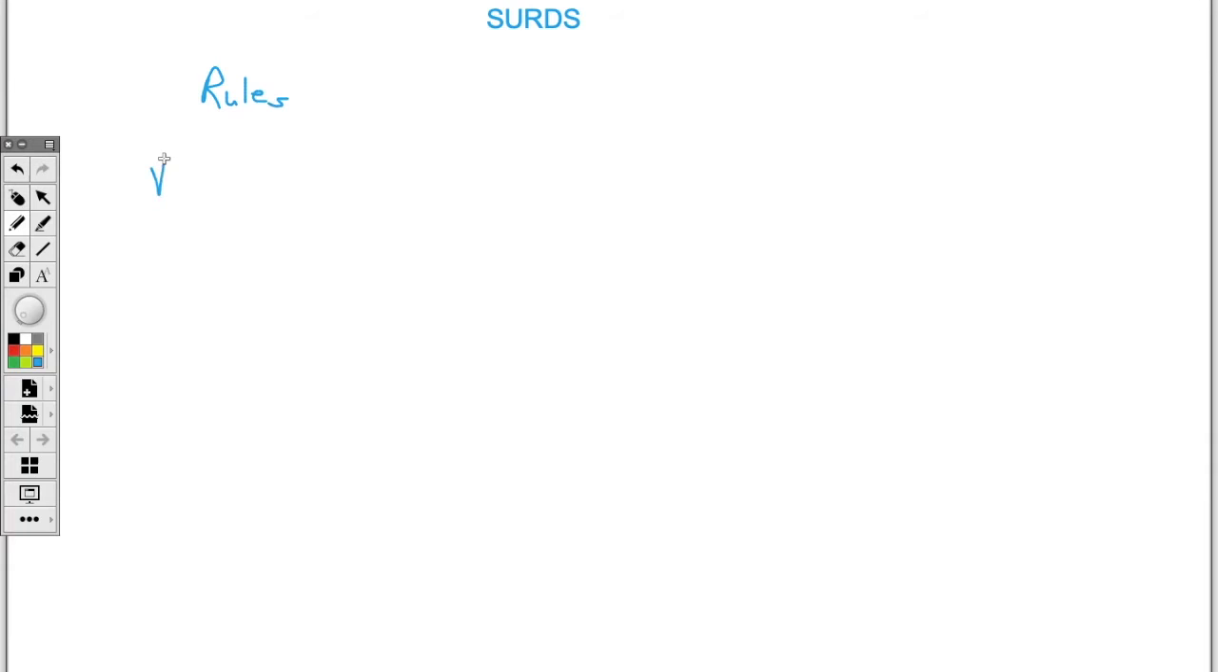If I have the square root of a times the square root of a, it gives me a. So that's a rule that we need to know. If I have the square root of a times the square root of b, it gives us the square root of a times b, which is root ab.